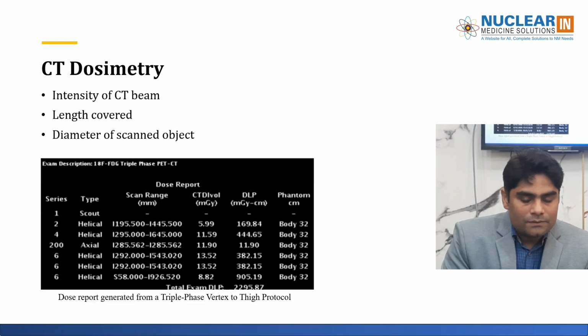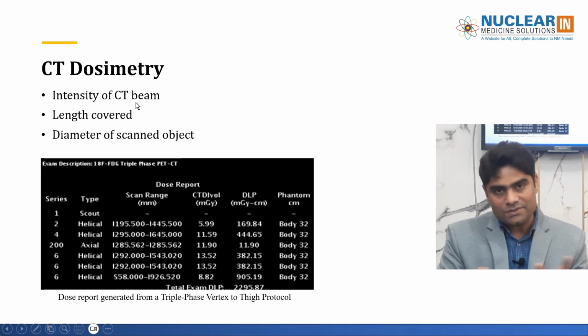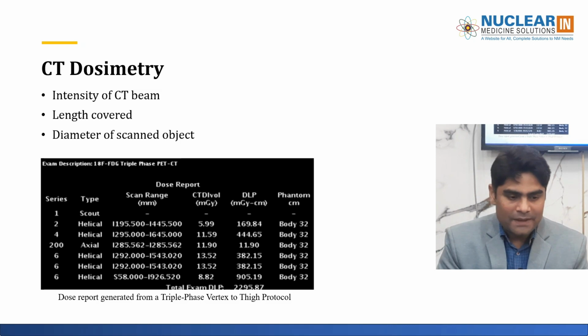So the dose report we receive from the machine contains the terms scan range, CTDI vol, DLP, and phantom. What accounts for what? CTDI vol is the intensity of the CT beam. This includes the kV, mA, and all the factors we will discuss in the next slide.